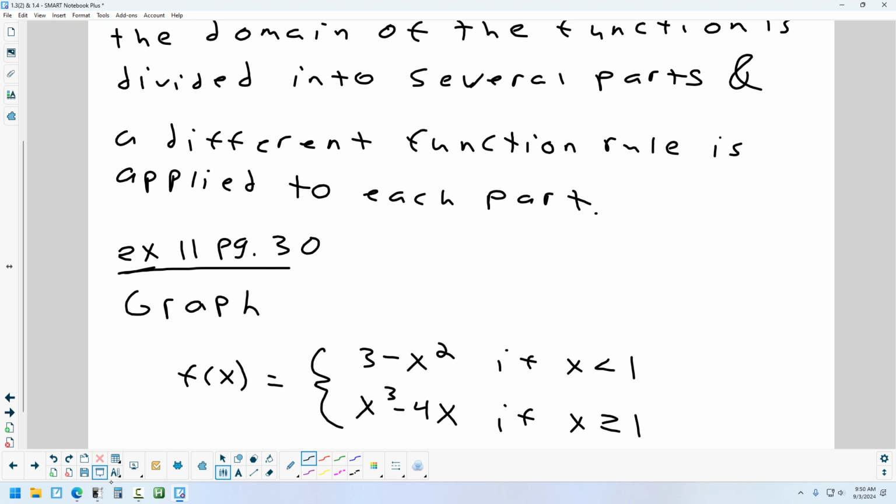Let me show you an example. We're just going to graph this on the calculator, and then that'll be it. This is an example where the domain is basically split at the number 1. If you give me a number smaller than 1, to get the answer for y, I want you to plug it into this formula. If you give me a number 1 or higher, to get the answer for y, I want you to plug it into the bottom one. So which formula you use depends on whether your number is bigger than 1 or smaller than 1.